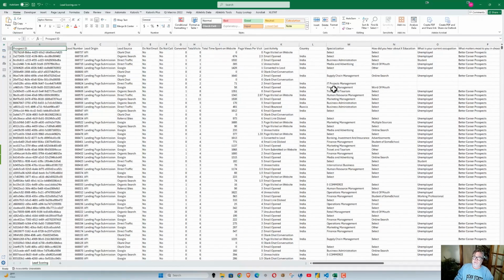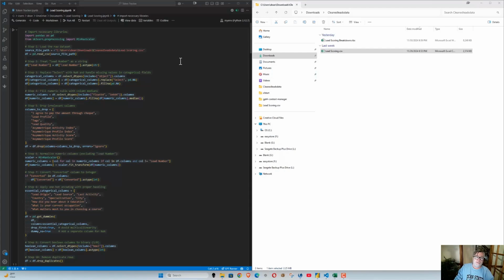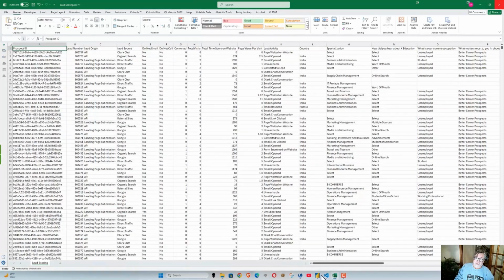Now, a lot of times the data needed to be cleaned up rather substantially. So let me just go back to how we did that. This is a little bit of Python code here, and I'm just going to do a quick demonstration. This file was lead scoring, which I'm going to need to close to do the analysis work.